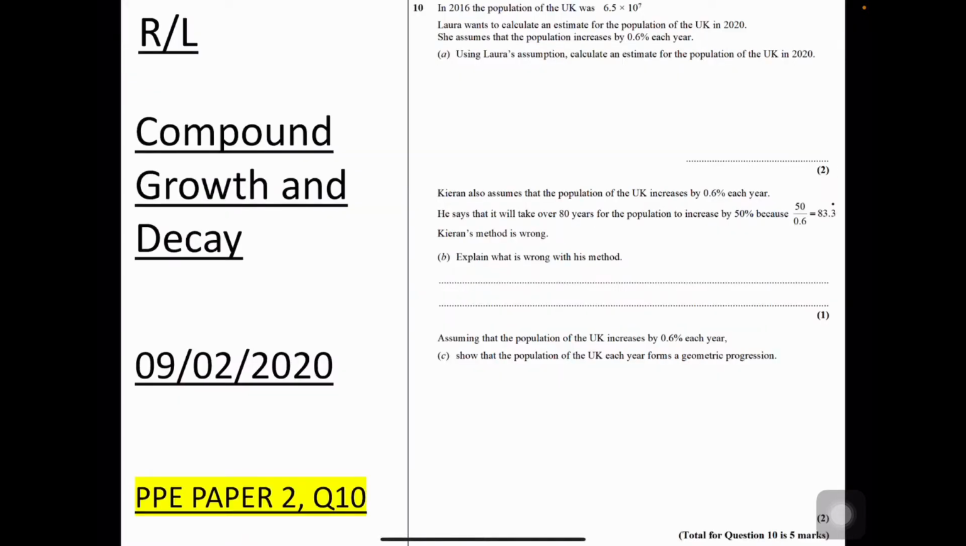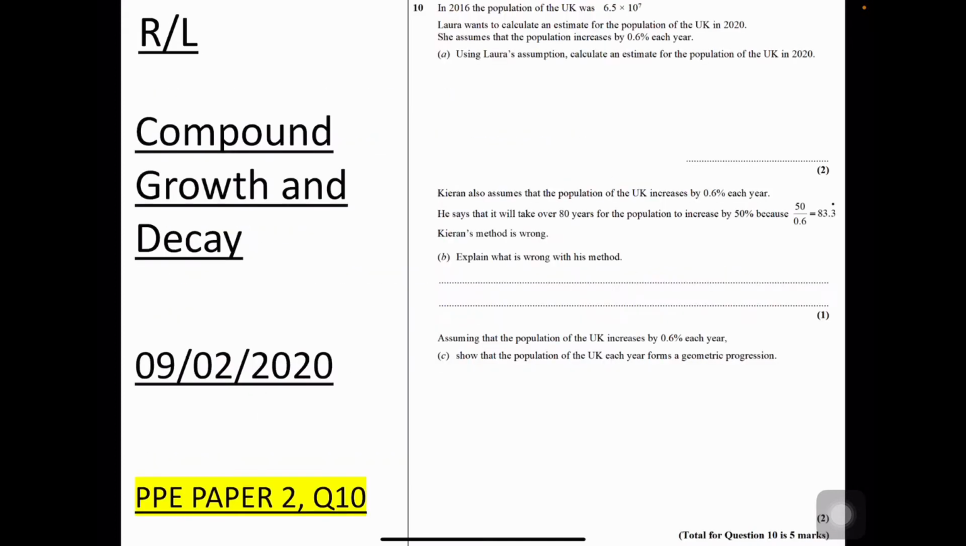Moving on to today's lesson, the title is Compound Growth and Decay. And on the screen, you can see the PPE Paper 2, question 10, which you guys did a few months ago. Now, the reason why I've displayed this question on the screen for you guys is because it is a compound growth question, and hopefully by the end of today's lesson, we will be able to revisit this question and use the things which we learned during the lesson to answer this exam question.